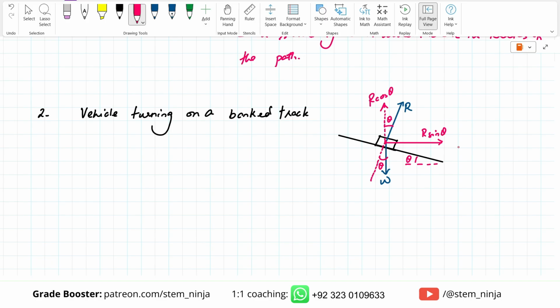This direction is where the center of the path is. So this means that since there is no motion perpendicular to the track, the R cos theta would be equal to mg, which is our weight. And similarly, the R sine theta would be equal to mv squared over r. So basically, the friction is provided by a component of the contact force.